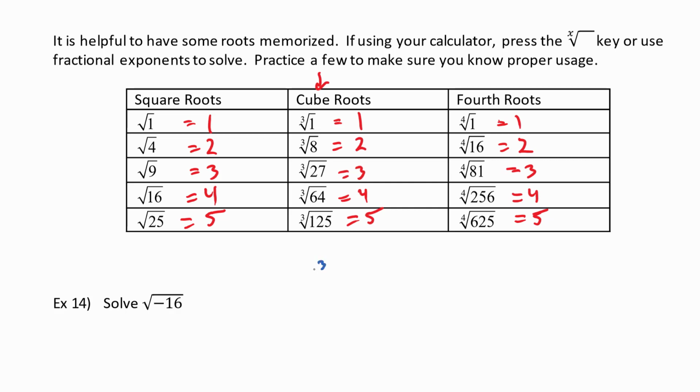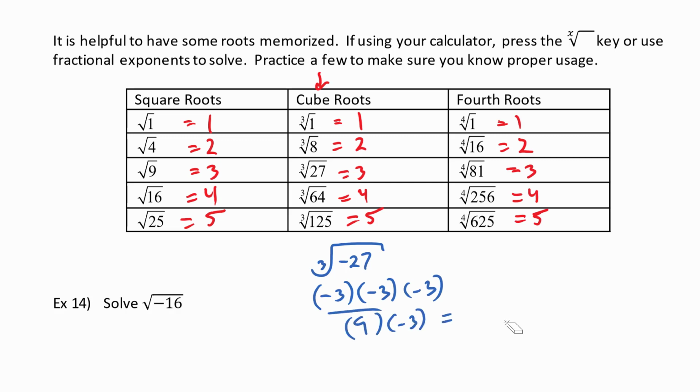If we had the cube root of minus 27, can we solve that? I need three numbers that multiply together to give me minus 27. So minus 3 times minus 3 times minus 3, does that work? Minus 3 times minus 3 is positive 9. Positive 9 times minus 3 is minus 27. The answer here is minus 3. So when you're dealing with odd roots, 3, 5, 7, and so on, you can have a negative value under the radical sign.